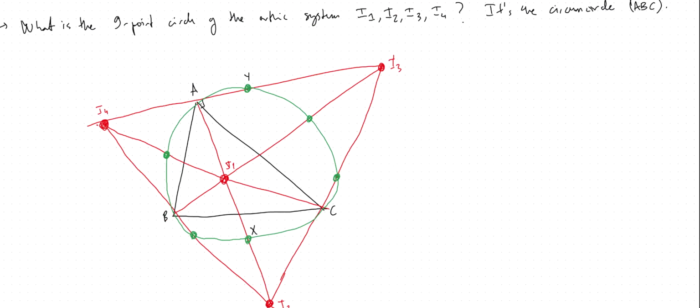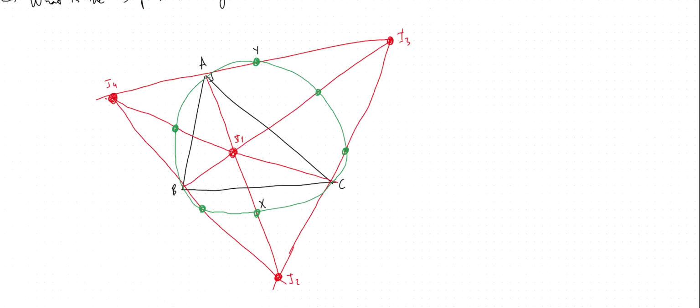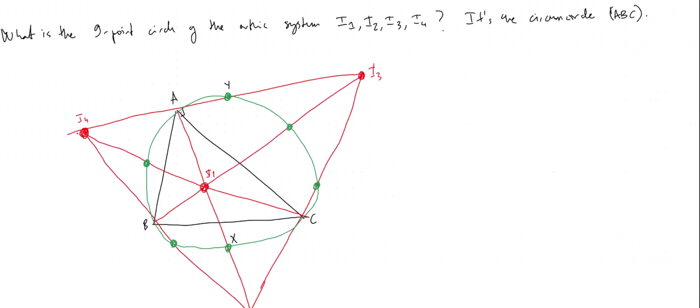Also, if you look at it as the 9-point circle, you can also see this. So in the circumcircle, XY is a diameter. X and Y are both midpoints of the arcs BC. So XY is the perpendicular bisector of BC. And X is the midpoint of I1, I2. And Y is the midpoint of I3, I4.